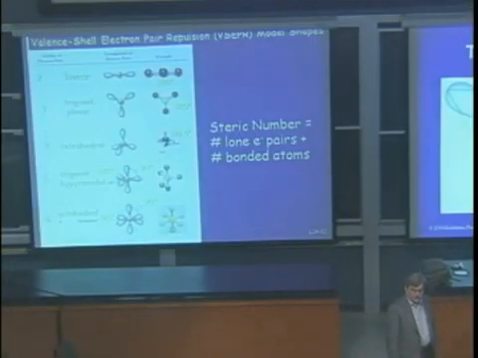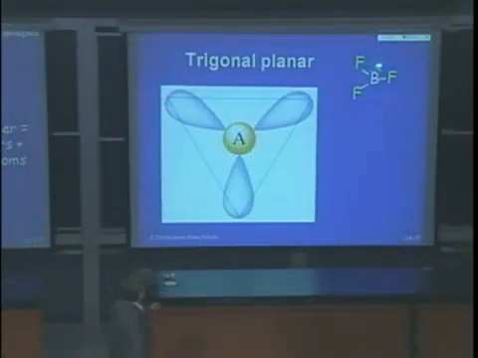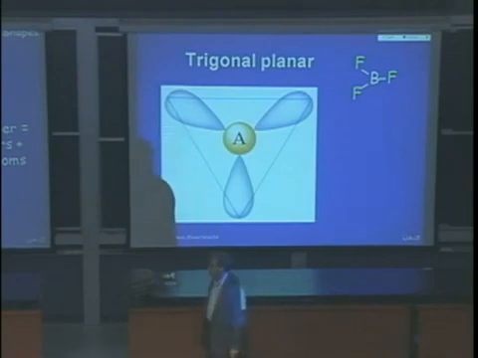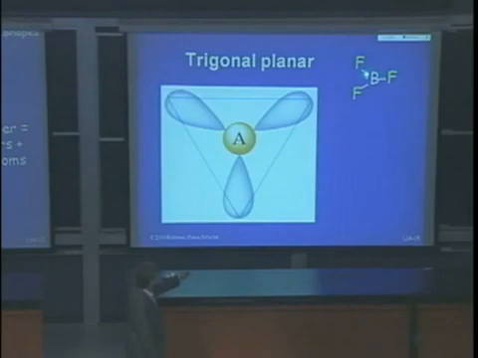Boron trifluoride. You have boron, how many electrons does boron have? 3. Okay? And fluorine has how many? 7. So 2, 4, 6, 8, for each fluorine. So this is fine. The fluorines have the octet rule fulfilled. The boron is 2, 4, 6. It doesn't have the octet rule fulfilled. It's deficient. It misses electrons, and it's very reactive if it can catch electrons.